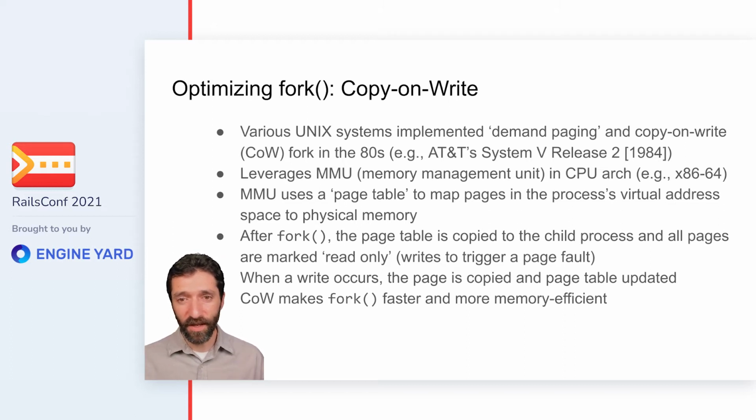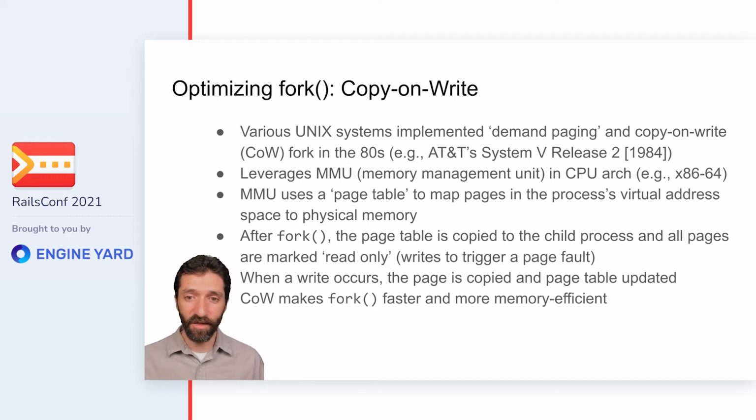An MMU typically uses a page table to map pages in the process's virtual address space to physical memory and then handles the translation back and forth. After a fork, the page table is copied to the child process, and then the OS kernel marks all the pages as read-only so that any future writes to the page from either parent or child triggers a page fault. And then when a write occurs and the page fault gets trapped by the operating system, it can copy the page to a new location in memory, and then the page table is updated.